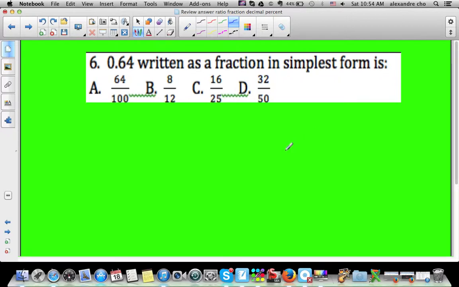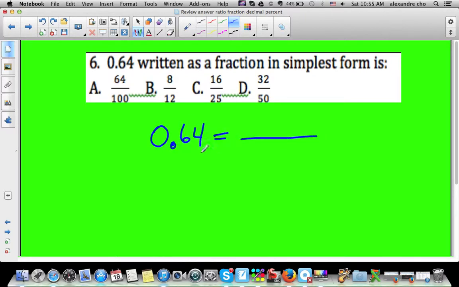Written as 0.64, written as a fraction in simplest form. Okay, simplest form, ladies and gentlemen. So let's change that to a fraction first. Did I just do that incorrectly? Yes, I did. All right, give me a second. I meant to write 0.64. And how do we change that to a fraction?